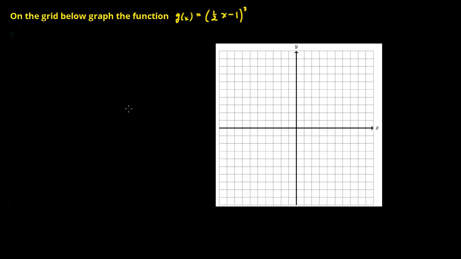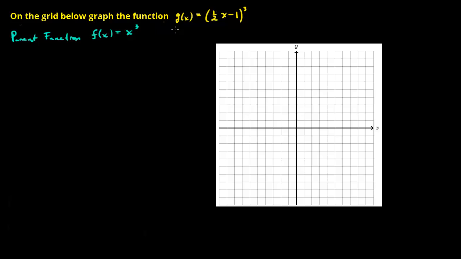Hi everyone, in this video we look at another example of graphing a transform function. So here we're told, on the grid below, graph the function g of x is equal to 1/2 x minus 1 cubed. The first thing that we have to do is identify the parent function. Here the parent function is y is equal to, let's write this using function notation, f of x is equal to x cubed.